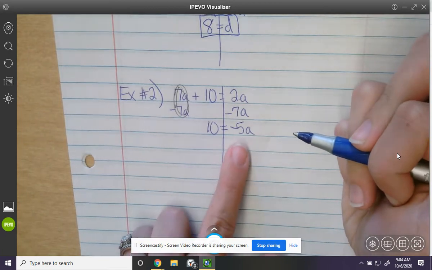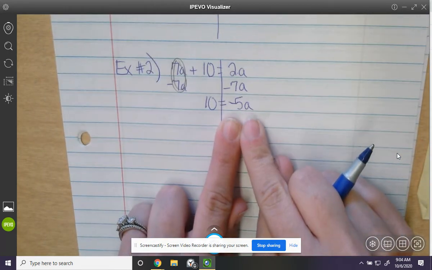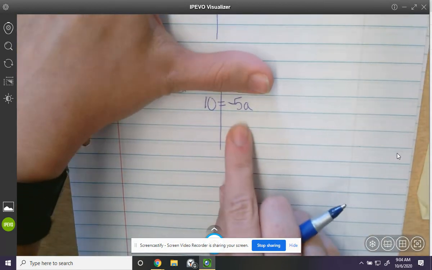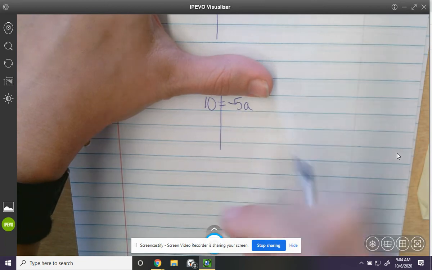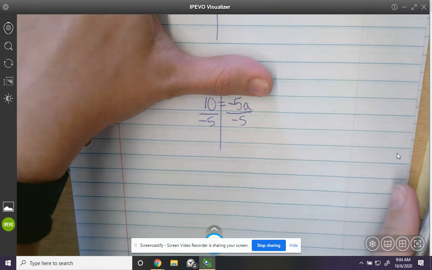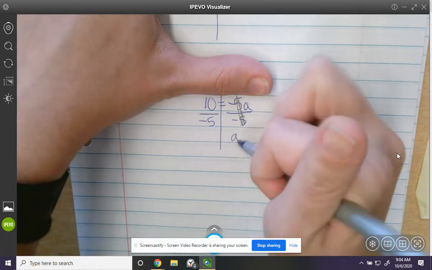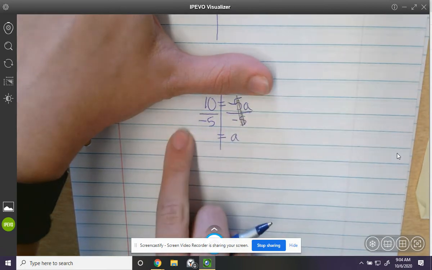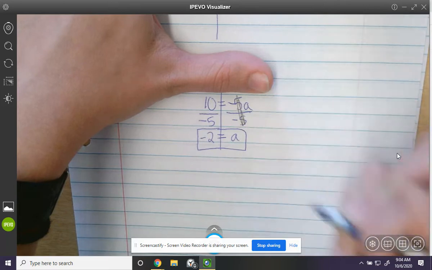Now, I'm not done because a is not by itself like d was up here. So what do I have to do to get a by itself? We have done this equation a million times, so this shouldn't be anything new. We're going to divide negative 5 on both sides. That turns to 1, so I'm left with just a on this side, equals 10 divided by a negative 5, which is a negative 2. And that's my answer.